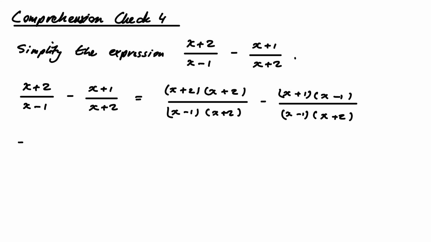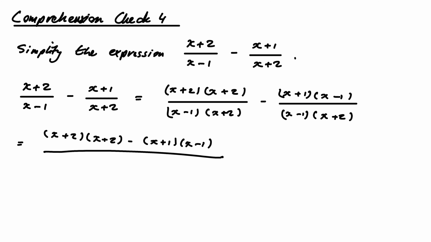That means I can bring them together in a very simple way. Remember, a difference is the same as a sum with a negative, so it's just going to be the following. It's going to be (x plus 2)(x plus 2), I'm not going to do any simplifications yet, minus (x plus 1)(x minus 1), all divided by (x minus 1)(x plus 2).